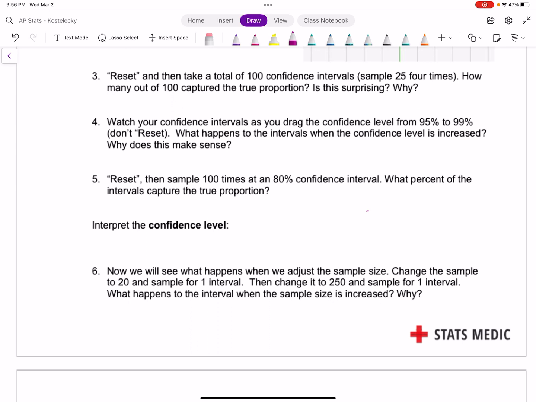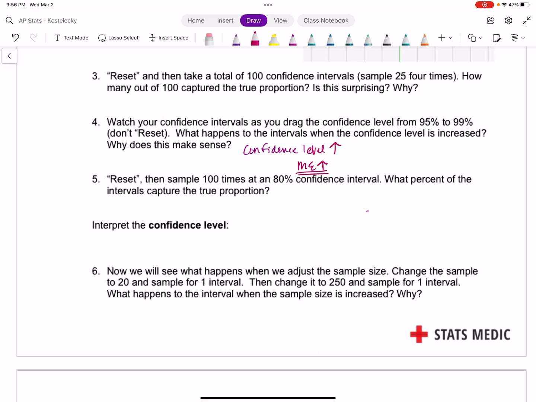So right here, if your confidence level, oh my goodness, I cannot write. Okay. If your confidence level goes up, then your margin of error also goes up. In other words, this margin of error, remember, is how far to the left and the right of that middle value, the point estimate, it is. It's going to make it longer. The confidence interval itself will become bigger.